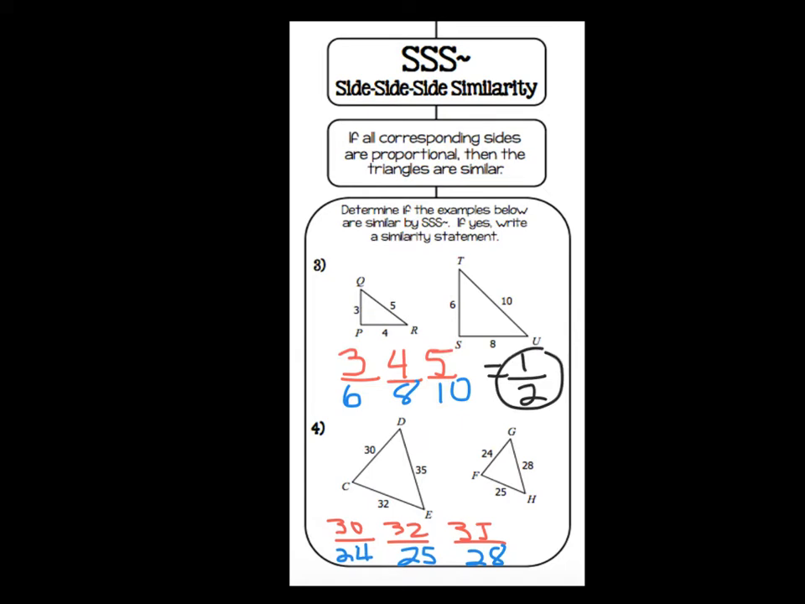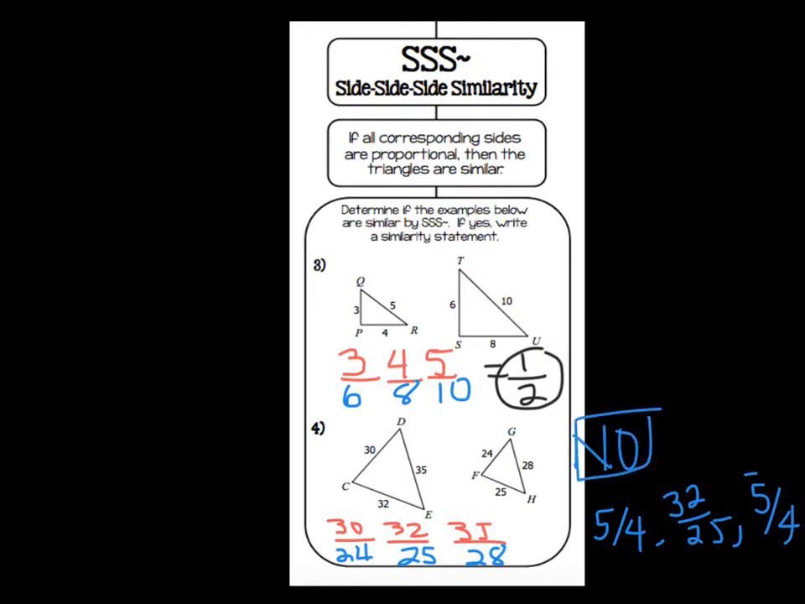So when I reduce these fractions, the first one gave me 5/4. The next one is as simplified as it can get, 32/25. And then the last one, I got 5/4 again. Well, the answer here is no, because if they're going to be similar, we needed all of these numbers to be the same, and they are not.